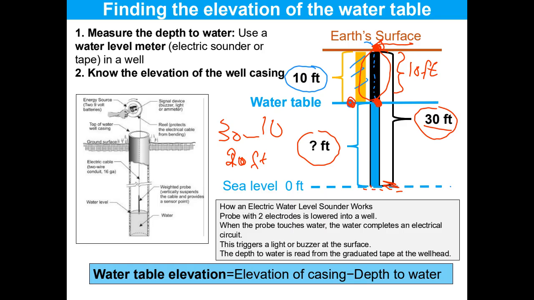Okay? So imagine I have another well right here, and I find the elevation of the water table here to be, let's say, 5 feet. If I connect the dots, I have 20 feet here and 5 feet here. So the elevation here is 20 feet above sea level. I'm sorry, let me give you a better example.